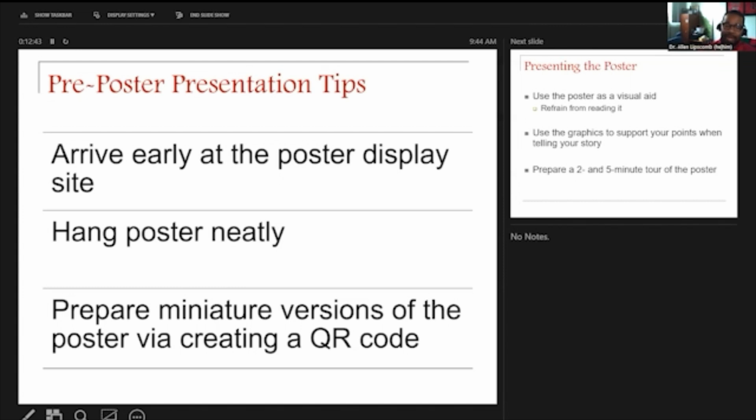Some folks have prepared miniature versions of their poster, and they've created QR codes that are on their actual posters, so that as folks would like to take something or have something to reference later, because maybe they really loved your poster, or maybe they're judging your poster and they want to go back and read a little bit more closely, they can just scan the QR code on your poster, and it opens up a little PDF version, if you will, of your poster. So that's helpful too.